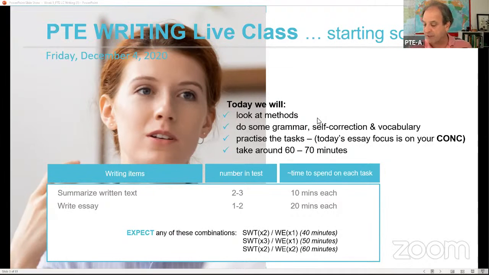For some of us at the moment while we're learning, it takes us more than 10 minutes to do the summarized written text, and it takes us more than 20 minutes to do the essay. That's fine while we're learning, absolutely fine. Sometimes it's a good idea to learn the methods without the clock. But what you need to do on test day is be able to do it in those times. So we're going to use the timers today to see if we can learn the method and use the method in the time.